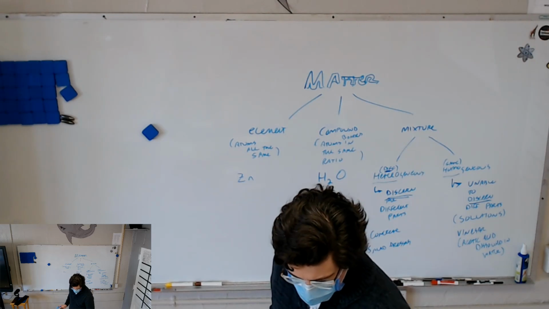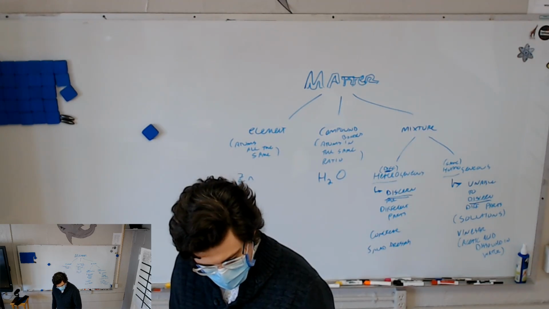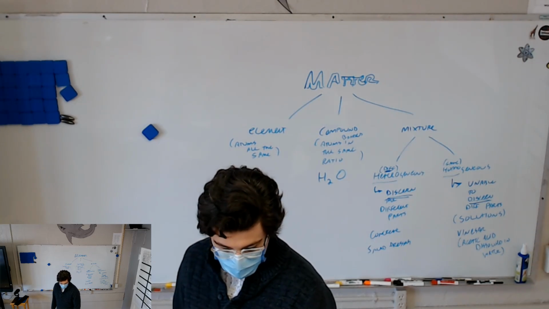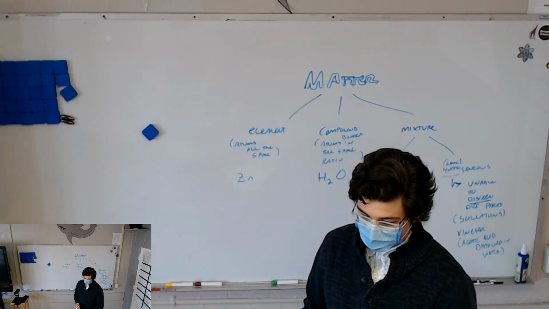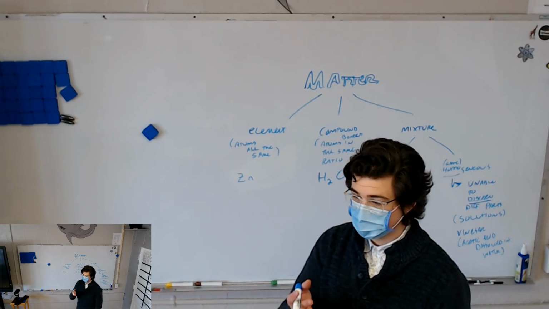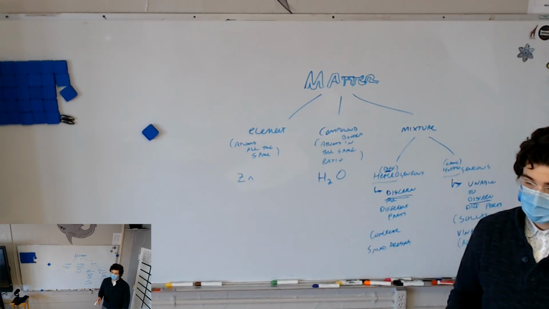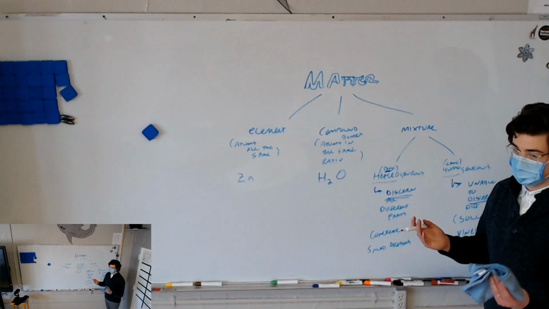Your book, and if you don't have your book, you can look online, goes on at length to describe the different ways that we can separate mixtures. So for instance, distillation, that's what we did in the lab. Distillation is where we separate them based on their boiling point, right? One would boil at a different temperature than the other, and so we could separate them that way.